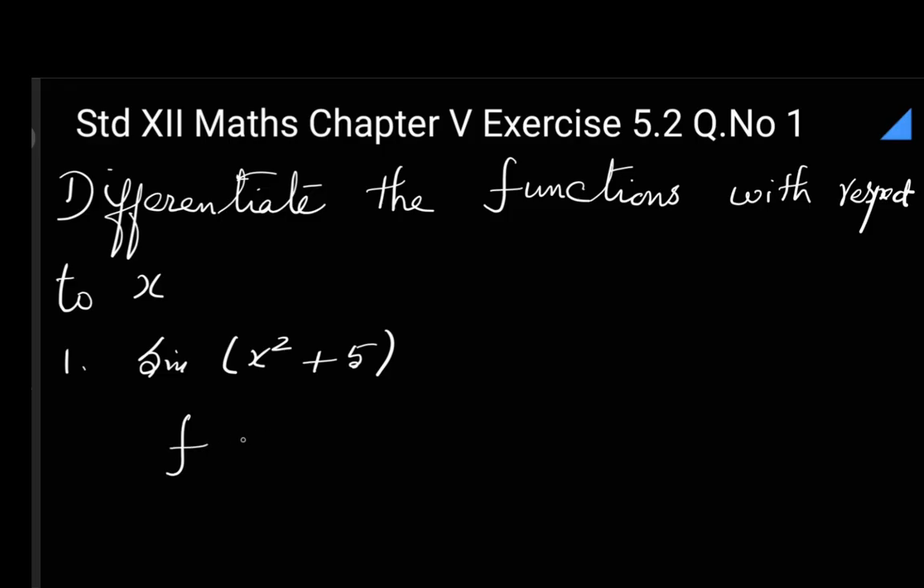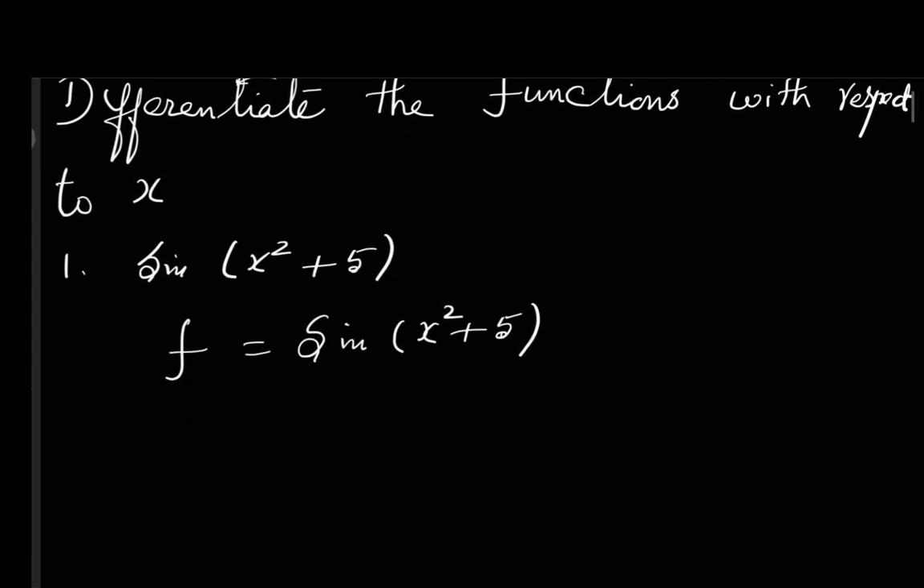Take the given function as f. f is equal to sine of x squared plus 5. See here we have two functions. One is the sine function and the other one is the expression x squared plus 5. Function of function. So here we have to apply the chain rule.